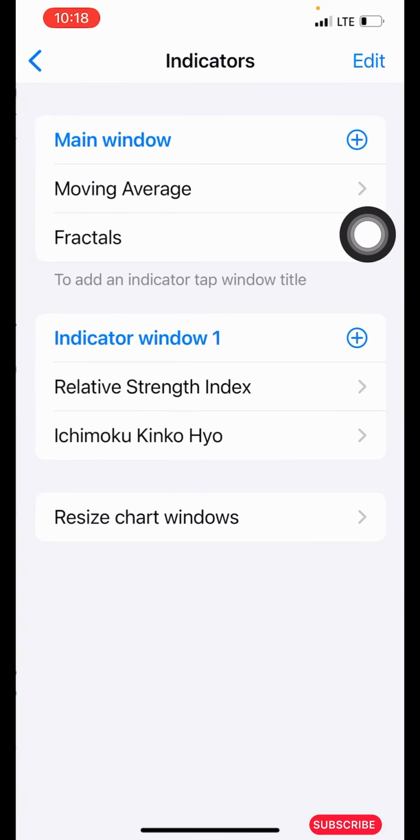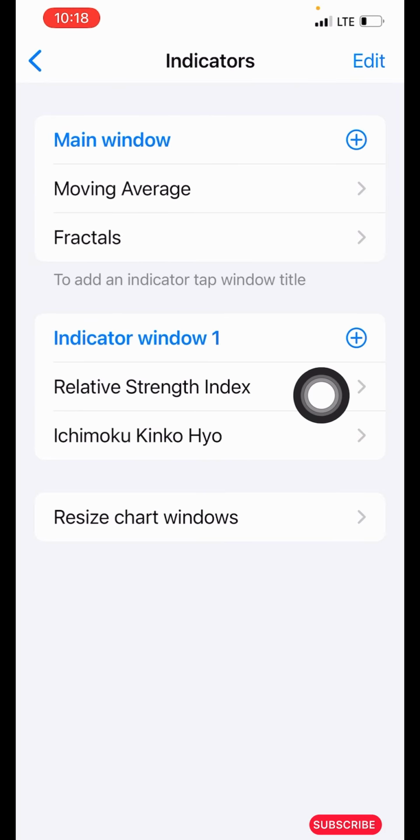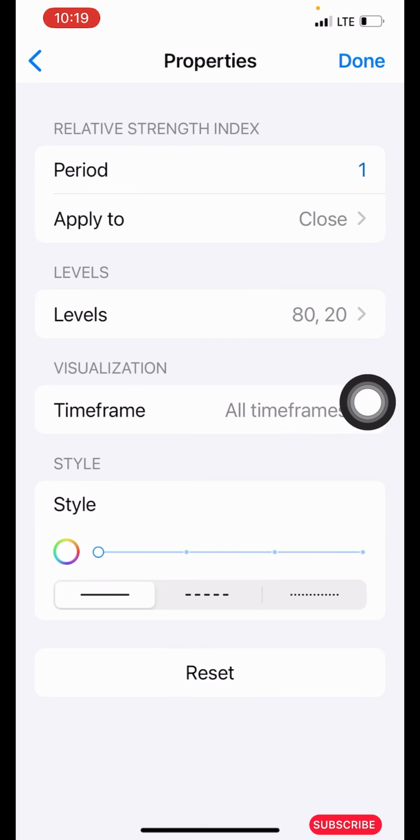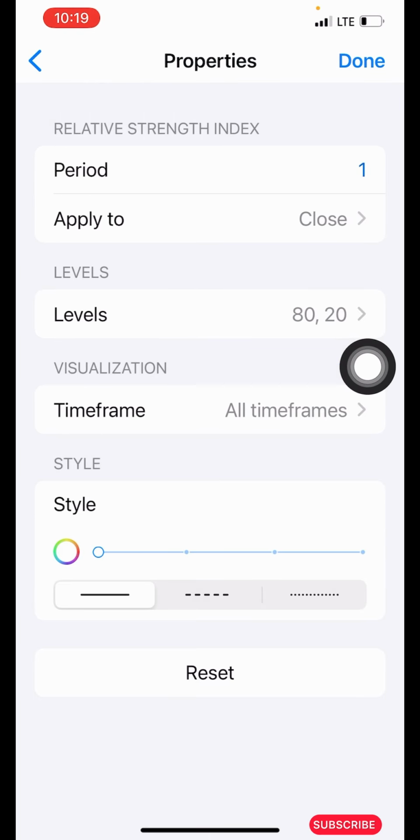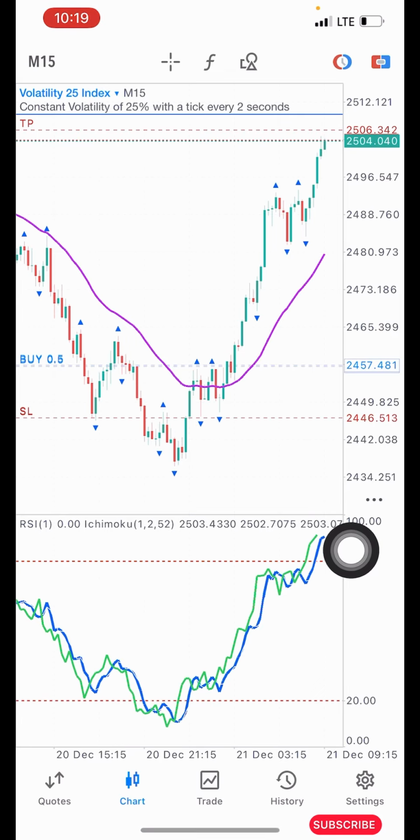Then next, we have the relative strength index, all right. So you click on the main window plus icon, you search for relative strength index. These are the properties for it. The period is 1, apply to close. The level, you make it 20 and 80, right. The style is color red, 4 pixel, you click on done. Time frame is all time frame. The style, you make it the color of your background, you click on done. So once you add the relative strength index, you are going to have this level 80 and level 20 here on your chart.